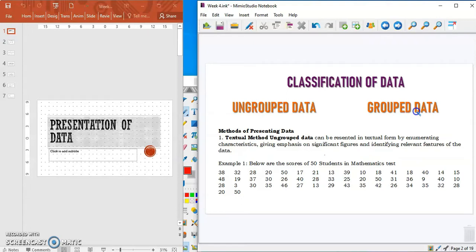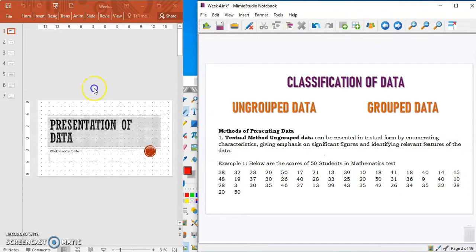A mass of data is sometimes too big to handle, so grouping is necessary to see the important features of the data and get the appropriate measurements. That's why grouped data emerged. Now, there are different methods of presenting data, and one way is what we call the textual method of ungrouped data. When we say textual, this can be represented in textual form by enumerating characteristics, giving emphasis on significant figures, and identifying relevant features of the data.